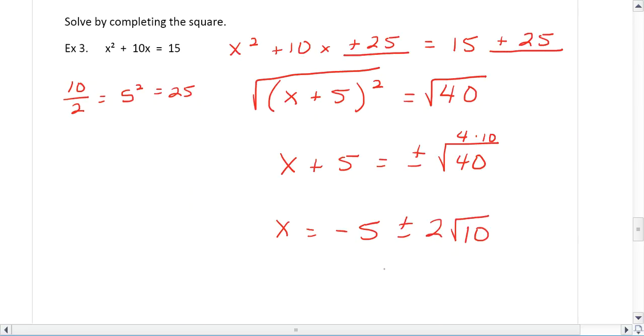I will allow you to write this plus minus as long as you understand that this is 2 answers. It's negative 5 plus 2 square root 10, and the other answer is negative 5 minus 2 square root 10. Sometime down the road, when we're doing real life problems, we won't be asked to do these in their decimal values, and so we'll have to make sure we understand how to do the plus minus.